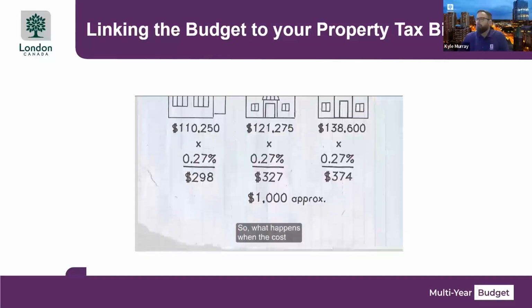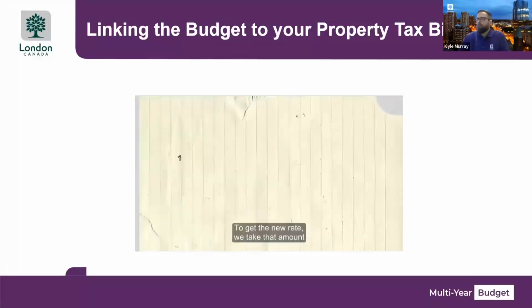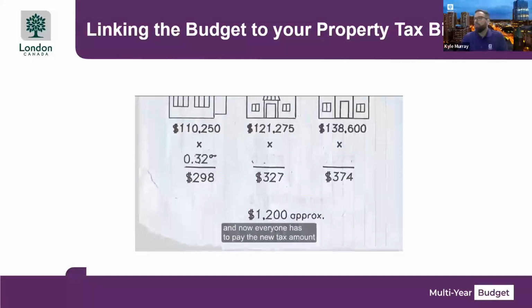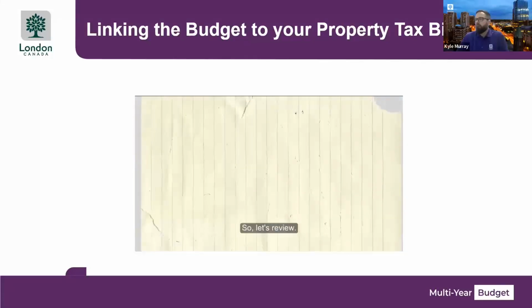So what happens when the cost to provide services goes up? Well, it means more property taxes need to be collected from every home and a new tax rate is calculated. To get the new rate, we take that amount that the town now needs and divide it by all the property values. The new rate is applied to all the homes, and now everyone has to pay the new tax amount to continue to fund all of the services. So, let's review.